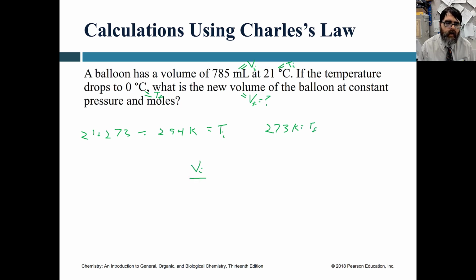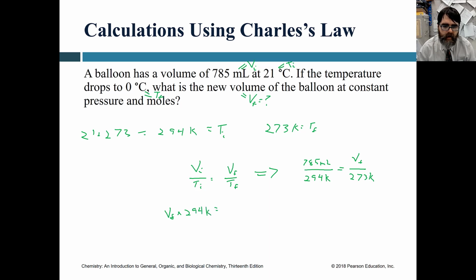And now volume initial over temperature initial is equal to volume final over temperature final. Now we plug numbers into this one, and we have 785 milliliters over the initial temperature of 294 K is equal to a volume final that we're solving for over 273 Kelvin. At this point, we cross multiply and divide, and we end up with volume final times 294 Kelvin is equal to 785 milliliters times 273 Kelvin.